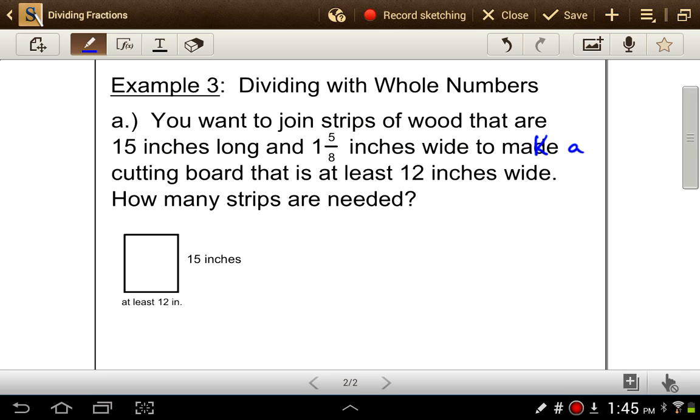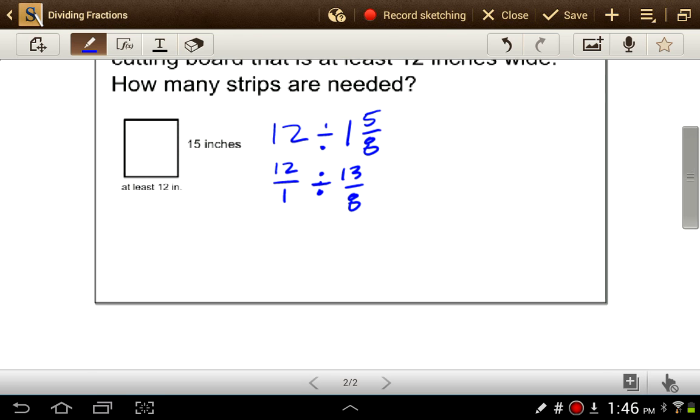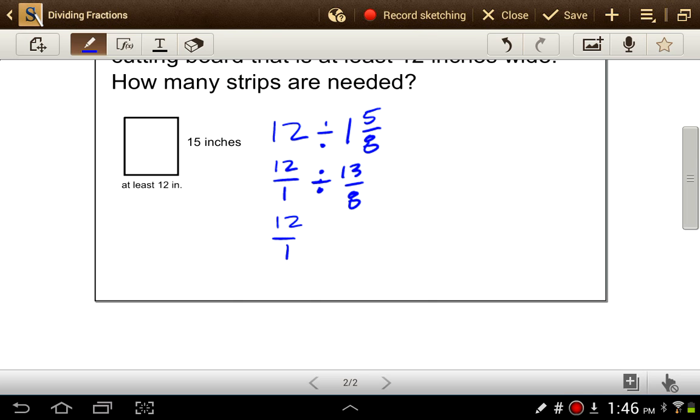So if I look at this, guys, if you look at my cutting board down here, I have 15 inches is how long I want it to be. So that one I don't need to worry about. What I want to work with is my 12 inches wide that I want to at least have. So I'm going to divide 12 divided by 1 5/8. Just like that. Now I'm going to turn these into improper fractions. So the 12 is going to become 12 over 1 divided by 8 times 1 plus 5 is 13 over 8.